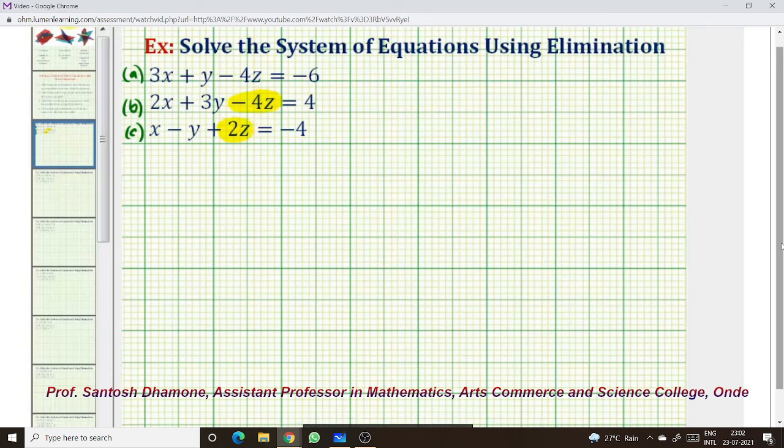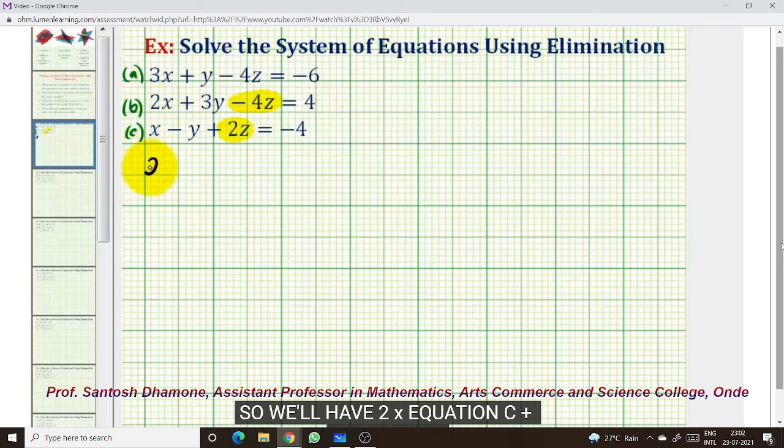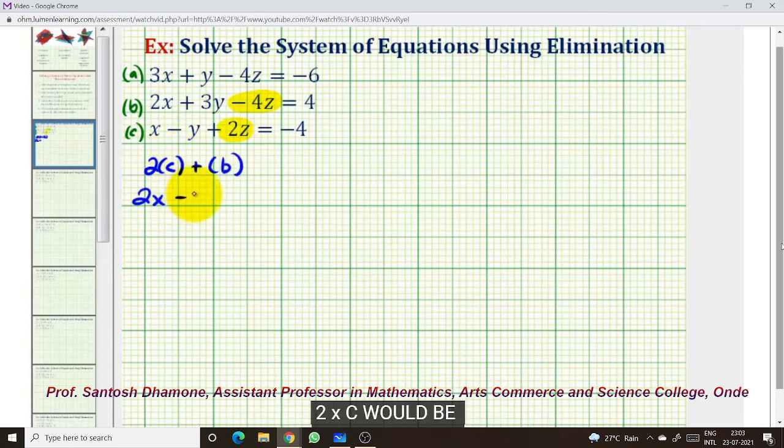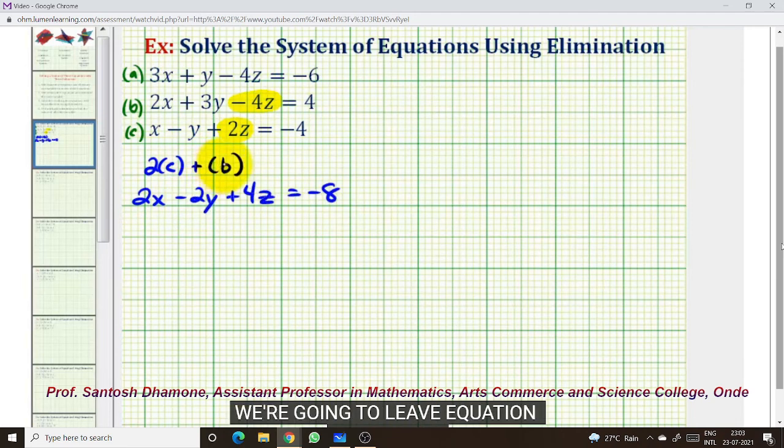So let's go ahead and multiply equation C by 2 and add it to B. So we'll have 2 times equation C plus equation B. 2 times C would be 2x minus 2y plus 4z equals negative 8. We're going to leave equation B the same.